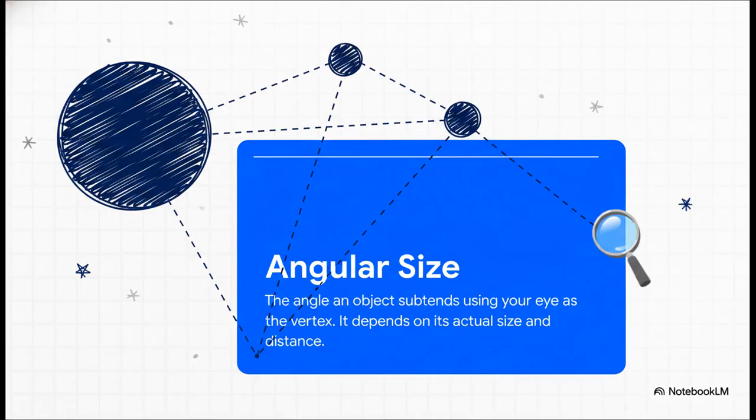This whole idea is called angular size. It's not about how big something actually is in miles, but how much space it appears to take up from where you're standing. And this is where things get interesting, because a tiny thing up close can look just as big as a gigantic thing that's super far away.